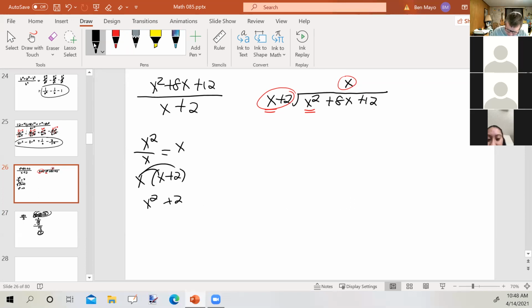Okay. And we're going to write that here. Oh, I did this wrong, didn't I? That should be x squared plus 2x. So we're going to get x squared plus 2x. But then we're going to draw a line and we're going to subtract that quantity from what's up above.